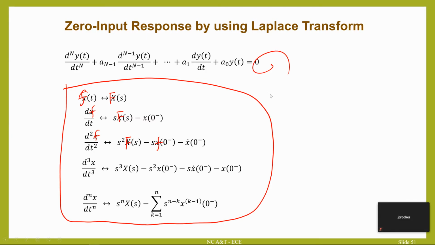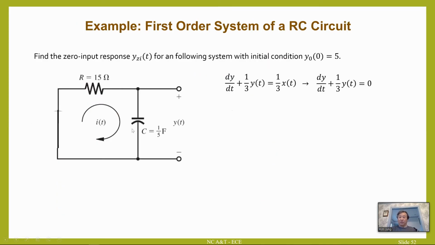Okay, that's a good question. I did not realize that. You may be confused, because normally x of t we use as input, but here x of t is just a normal general function for the Laplace transform. Okay.